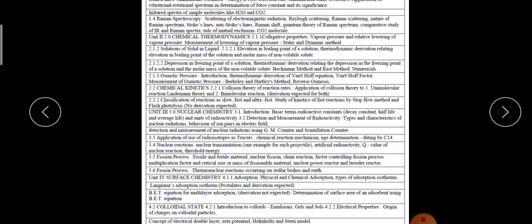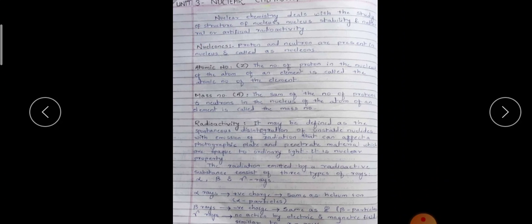First of all, we will talk about the introductory part. What is nuclear chemistry? The question may arise in your mind, what is nuclear chemistry? It is very simple. It deals with the study of the structure of the nucleus, nuclear stability, and natural or artificial radioactivity.